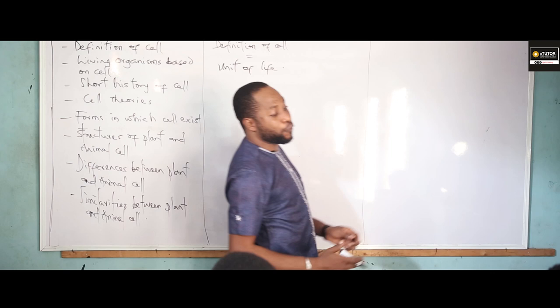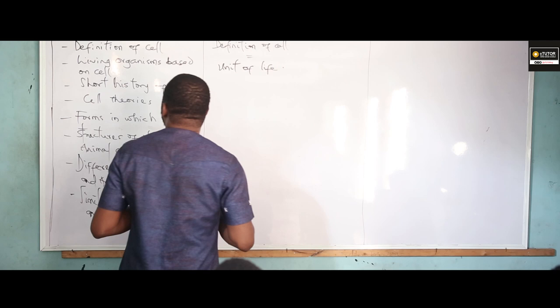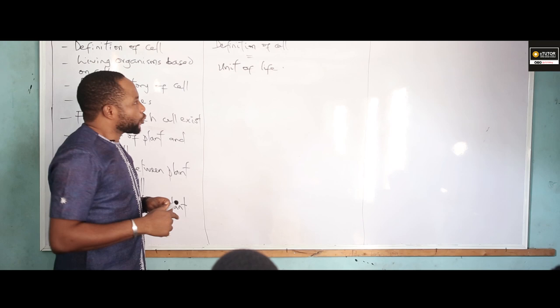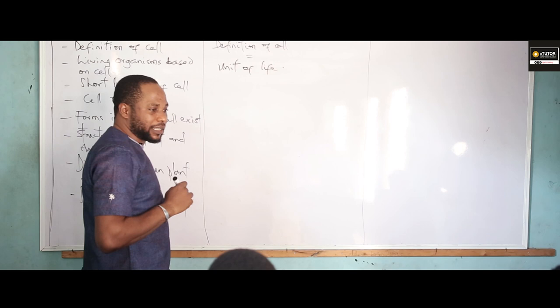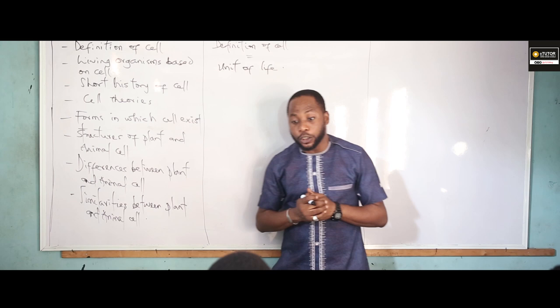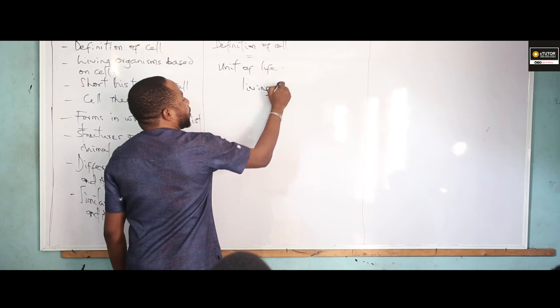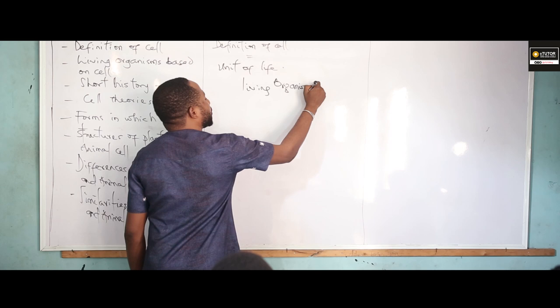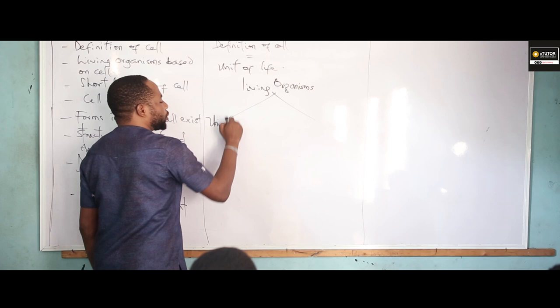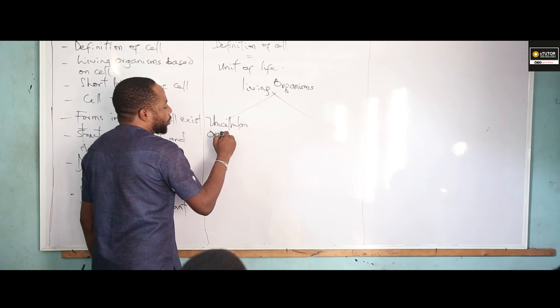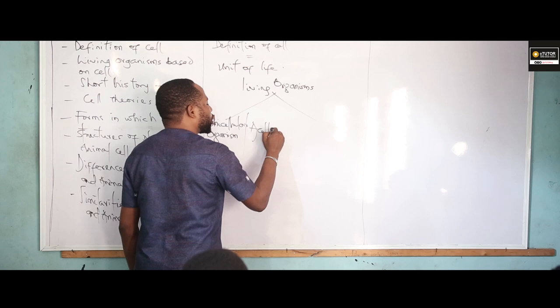You understand that? So if you look at the next one, living organisms based on cell. The other time I said all living organisms are made up of cells. So living organisms are divided into two based on the number of cells they possess. Now, the first one is called unicellular organism. We also call it acellular organisms. Are you getting me now?